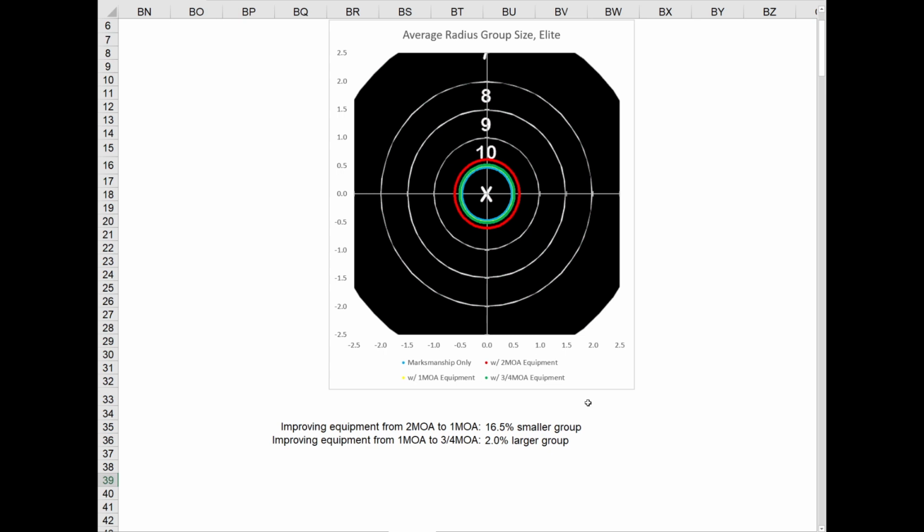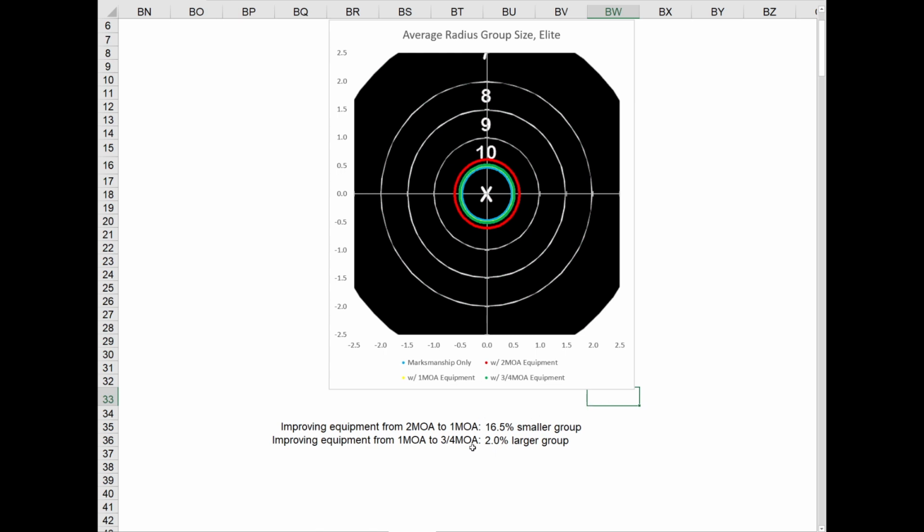That's the improvement. Now, what's interesting here is that if we improve it once again, if we replace our 1 minute of angle equipment with 3/4 of a minute of angle equipment for our elite shooter, they wind up shooting actually a slightly larger group, even though they are now shooting with quote-unquote better equipment. So that's just an interesting piece of information.